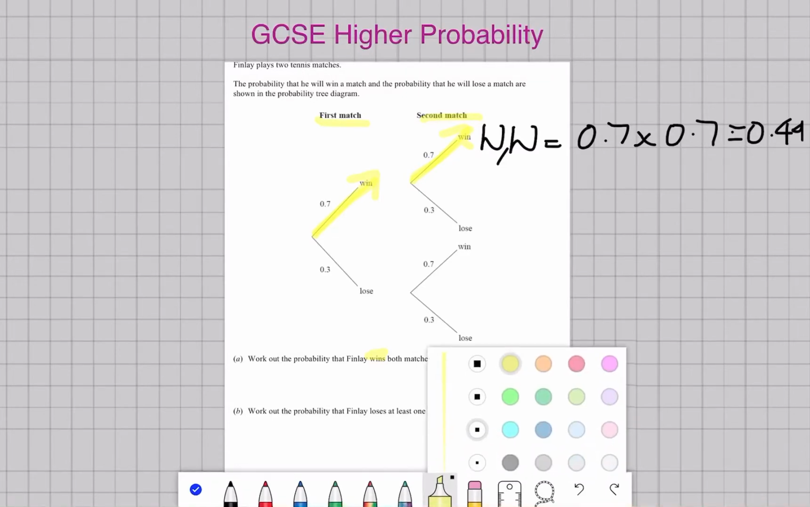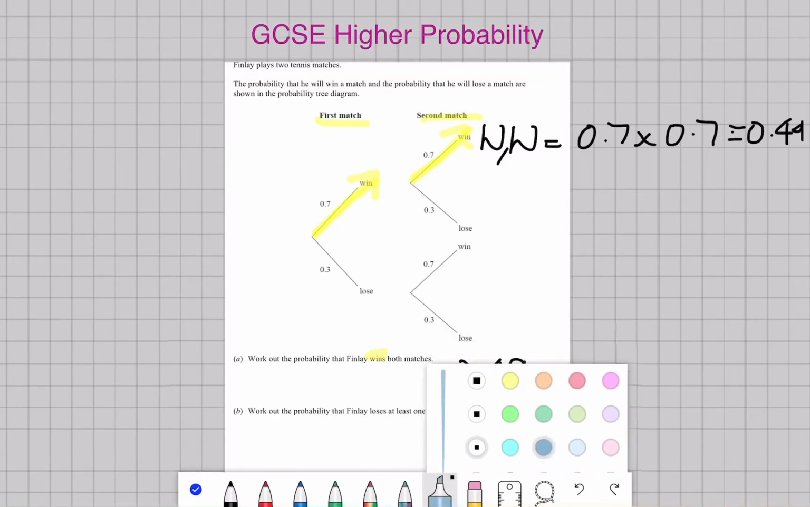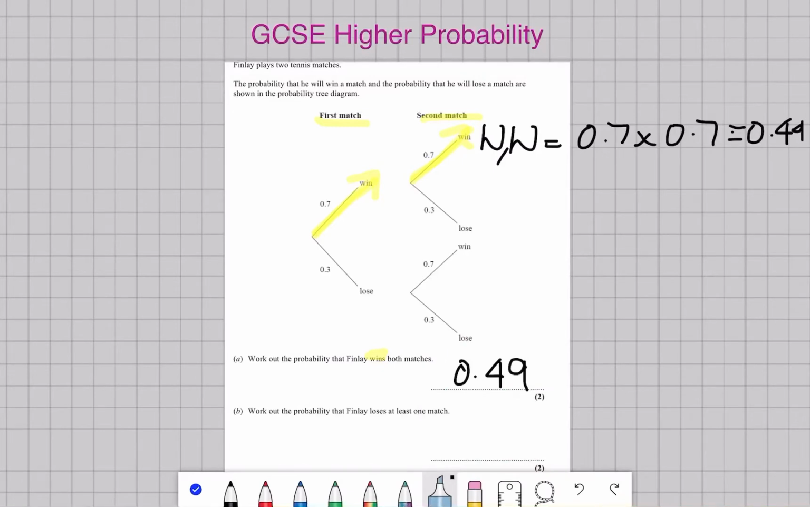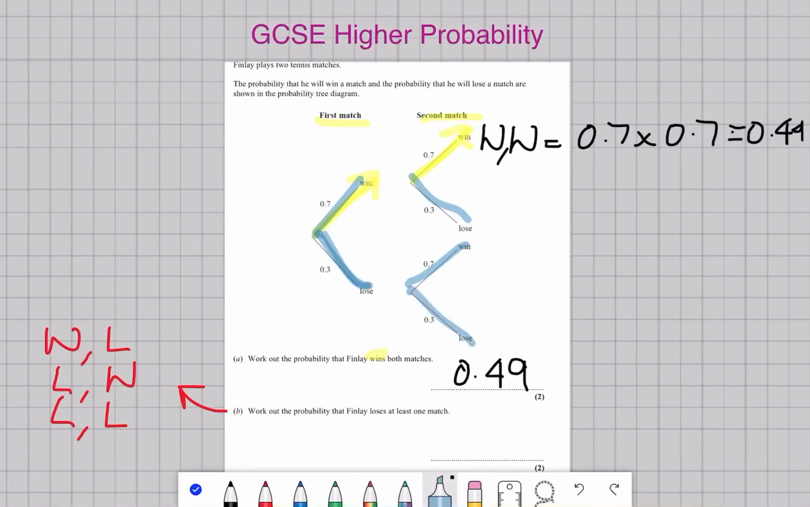Now, second one, the probability that he loses at least one match. So if he loses at least one match, the outcomes could be he could win the first one and then lose the second one. He could lose the first one, and win the second one, or he could lose both. Now, two different ways I could do this. Either I could work each of these out, so win and then lose, and then lose and then win, or lose and then lose. Okay, so I could do that.